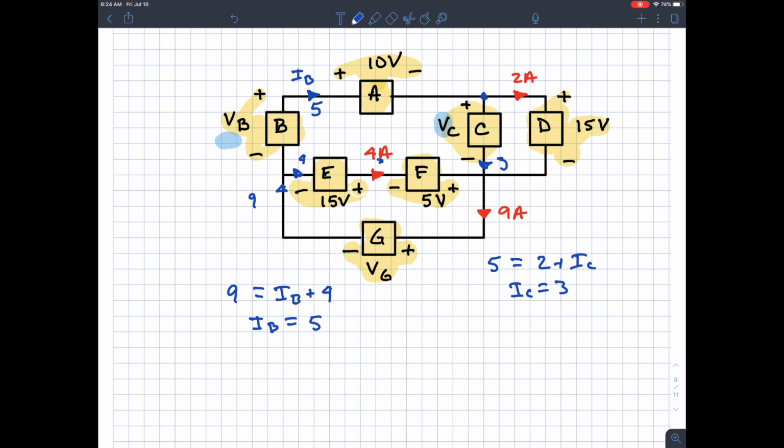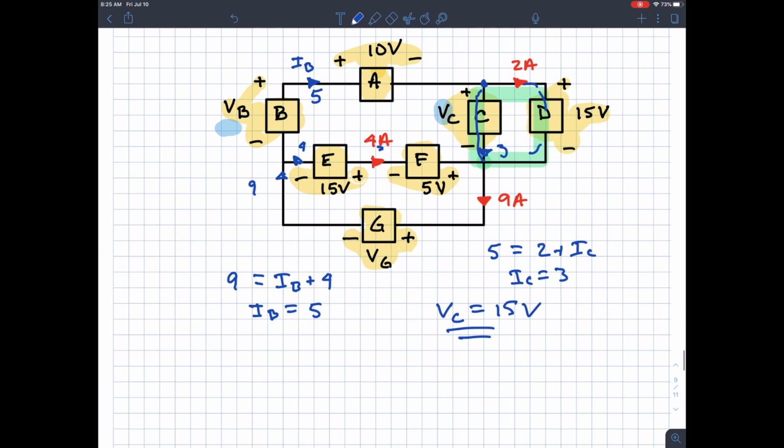Now we need to solve for the voltages. All right, and so for the voltage loops, I'm going to solve for VC first. I'm going to start down here at this corner and go around this way, like that. Okay, so when I do that, I get a rise of VC is equal to a drop of 15. All right, do you see that? Rise of VC, drop of 15. All right, so VC is 15 volts. Easy enough.